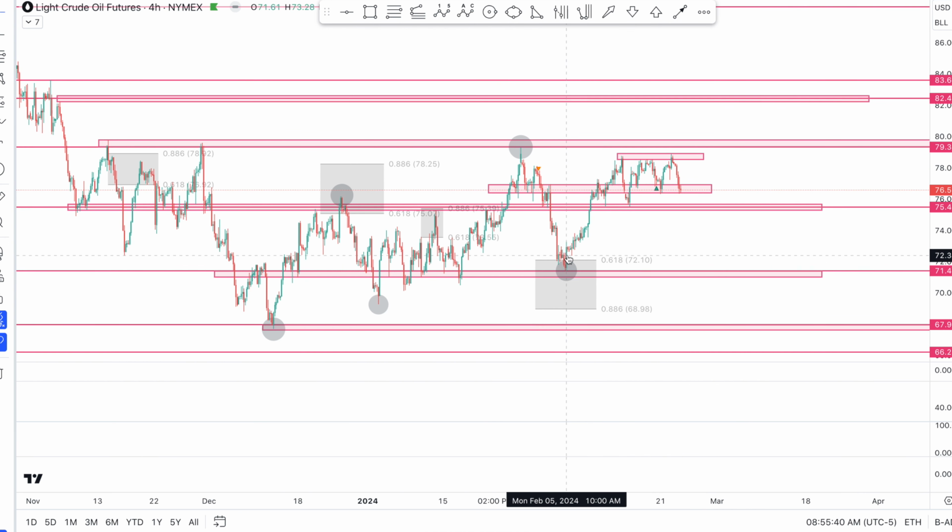Then it totally reversed. And you can see where did this retrace to? This level right here is almost 100%. So it doesn't take a genius to realize that obviously it retraced almost 100%. But let's just put the fib on it for the sake of exercise. So that level there is 71.41.